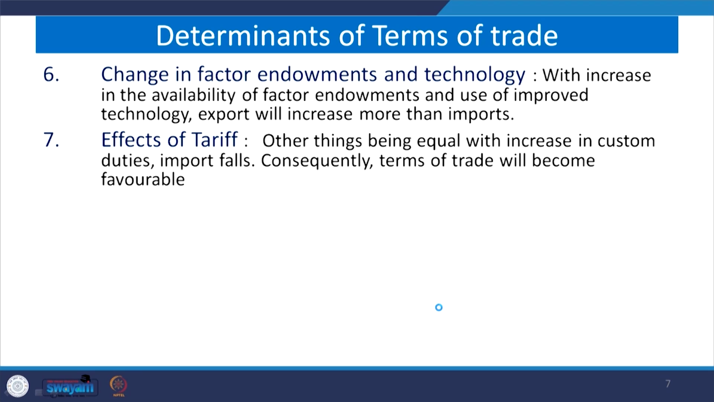Now, keeping other things equal, take the effects of tariff. For a product, again it depends upon the small country and large country context, large versus small, which I have already discussed. Now, if the country is imposing duties or tariff, imports fall. So, terms of trade will become favorable, since we are able to reduce the imports.